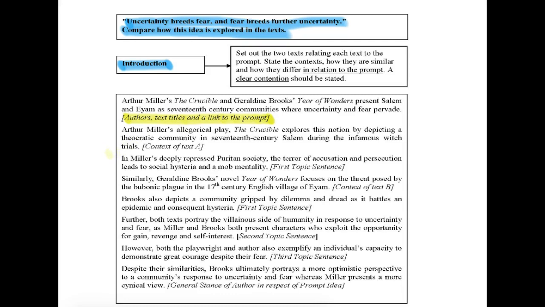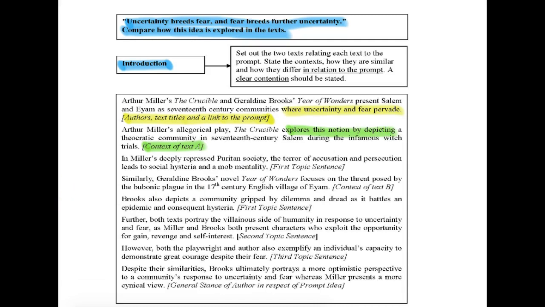So it's pretty similar to the first example. Arthur Miller's The Crucible and Geraldine Brooks' Year of Wonders present Salem and Eyam as 17th century communities, so exactly the same, but here we refer to the prompt where uncertainty and fear pervade. Okay, and then for the second sentence, we were looking at the context of text A, and it's pretty much the same thing. Arthur Miller's allegorical play The Crucible explores this notion by depicting a theocratic community in 17th century Salem during the infamous witch trials. So again, just the keywords, explores this notion by depicting, good language.